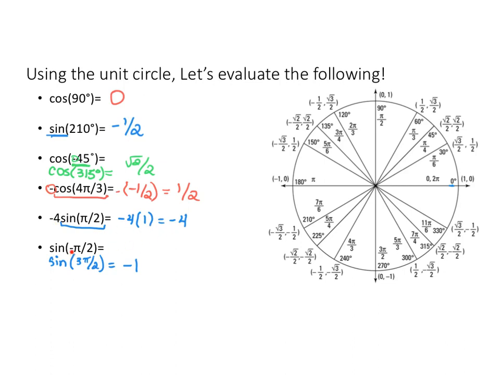The last problem, we had sine of negative pi over 2. A positive pi over 2 measurement is a quarter of a circle. So a negative pi over 2 measurement is a quarter of a circle down. So I'm looking for the sine value at 3 pi over 2. So this is the same thing as finding the sine value of 3 pi over 2. Sine value again is the y coordinate. So I found the y coordinate, which is 1.